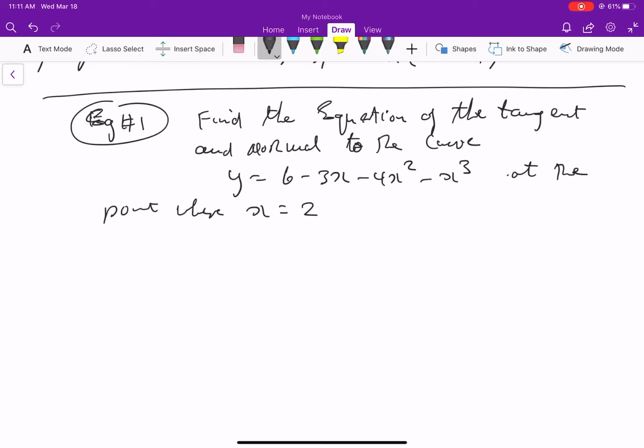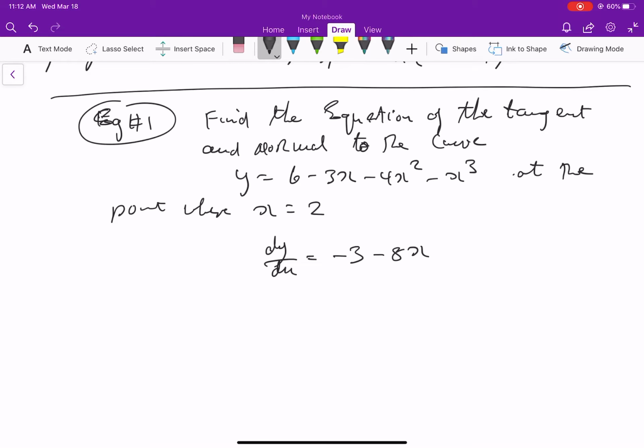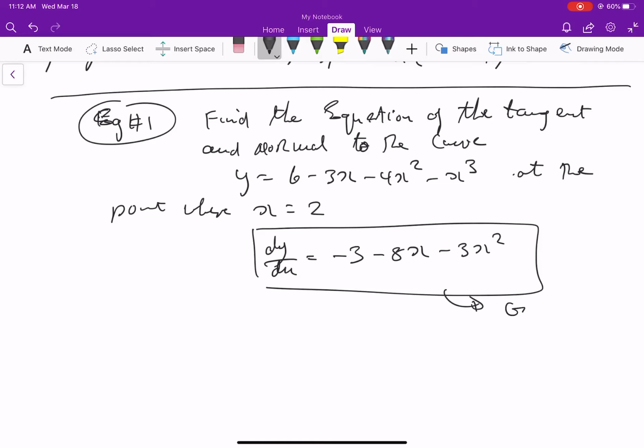So let's look at the sequence of things that we have to go through. First, we're going to find the gradient function, dy dx, which gives me, in this case, differentiating the constant, you get 0. Differentiating the minus 3x, you get minus 3. Differentiating the minus 4x squared, you get minus 8x. By now, you should be pretty sharp at this. And differentiating the minus x cubed, you get minus 3x squared. That looks good, I think. Minus 3 minus 8x and minus 3x squared. Okay. This is still my gradient function.